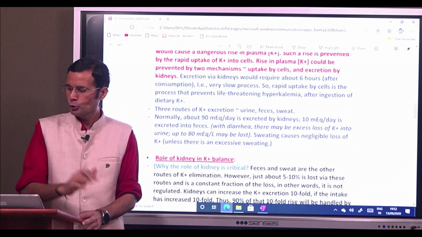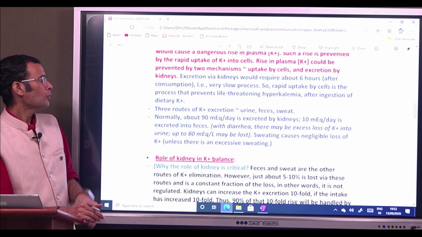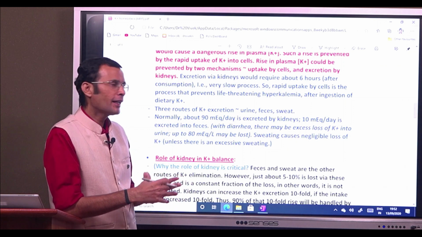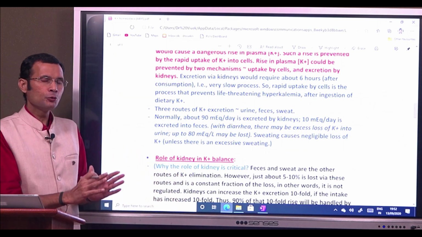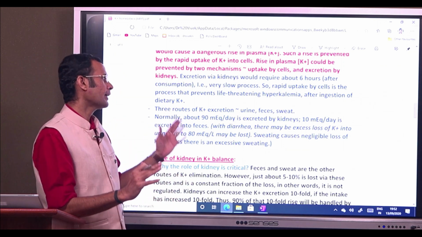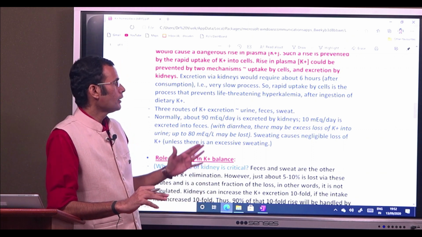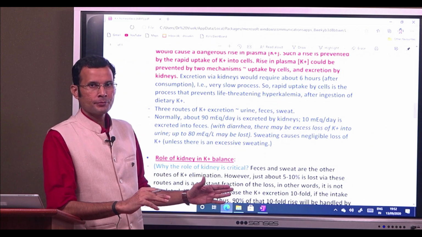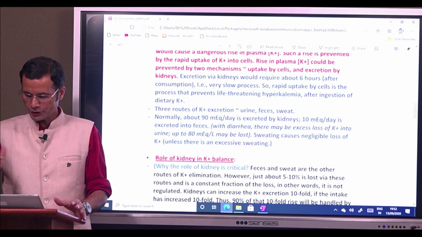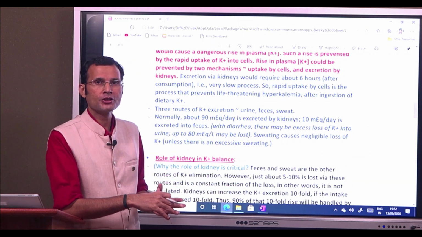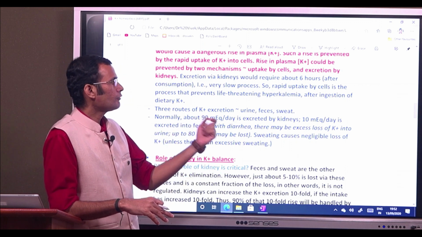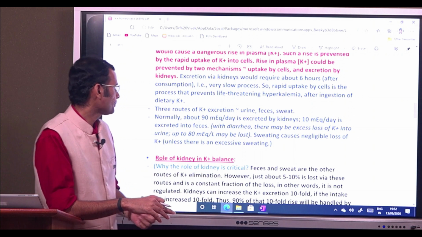So, it's a very slow process. Now, coming to the next point, this we have already mentioned. There are three routes for potassium excretion: urine, feces and sweat. Three important routes for potassium excretion: urine via kidneys, then feces and sweat.